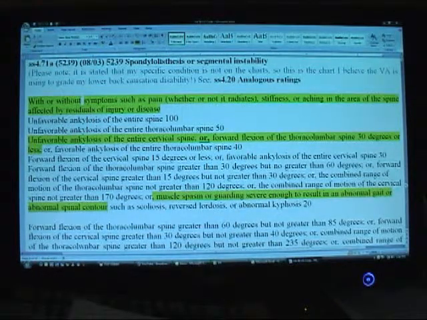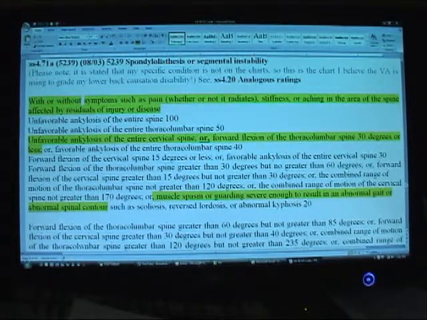So this is a chart I believe the VA to be using to grade my lower back condition disability. And I've asked them to see 4.20. So that's what that writing is. With or without symptoms such as pain, whether or not it radiates, stiffness or aching in the area of the spine affected by residuals of injury or disease.